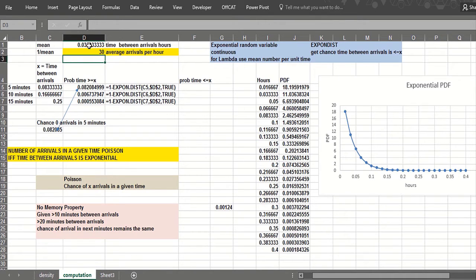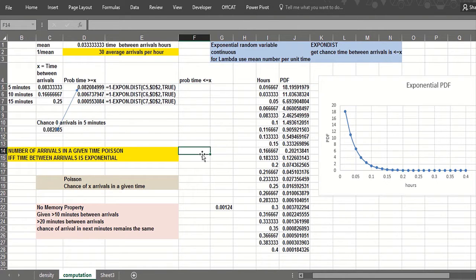Let's suppose the average time between arrivals in hours is 0.033, or 1/30th of an hour. So then the number of arrivals per hour is 1 over that, which is 30 arrivals per hour. Now this is the parameter you use with the EXPON.DIST function. So it'll ask for parameter lambda, which is the mean number of arrivals per unit time. And then it'll give you the chance that the time between arrivals is less than or equal to a particular number X, but you've got to keep your units straight.